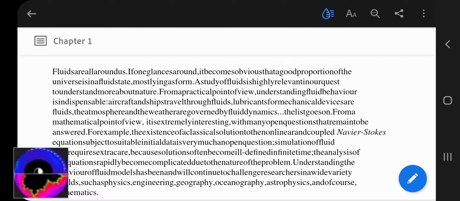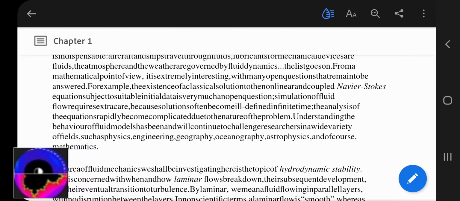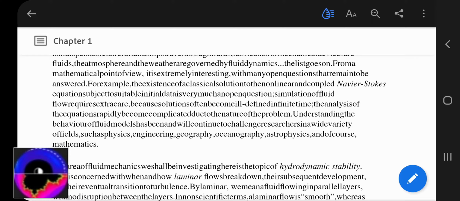Aircraft and ships travel through fluids. Lubricants for mechanical devices are fluids. The atmosphere and the weather are governed by fluid dynamics. The list goes on. From a medical point of view, whatever that means, it is extremely interesting, with many open questions that remain to be answered.